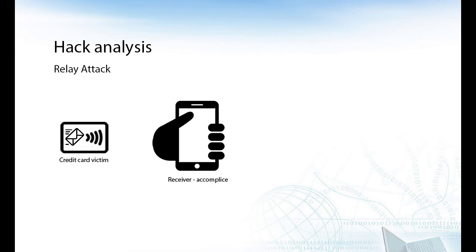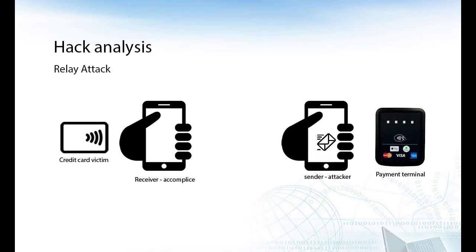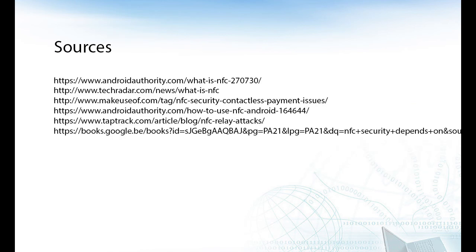First you get an accomplice to hold his receiver close to the victim's NFC-enabled credit card. Next he sends the data to the attacker's phone. When the attacker receives the data, he can just tap against the payment terminal and use the victim's credit card to purchase an item.